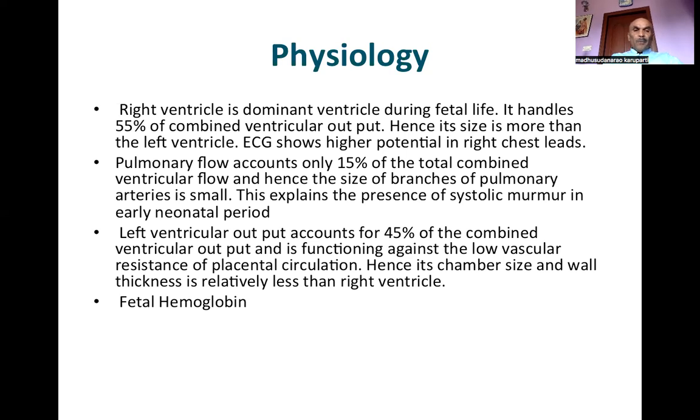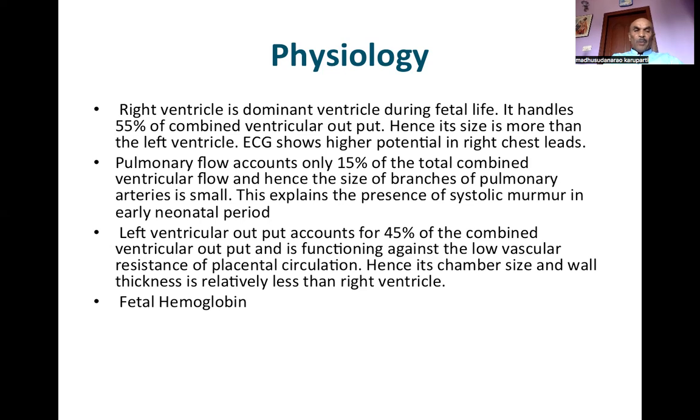Then, from the right ventricular ejection, pulmonary flow is only around 15% of the total ventricular outflow, and hence the size of the branches of the pulmonary arteries is small. Left ventricular output accounts for 45% of the combined ventricular output, and its function is against the low vascular resistance of the placental circulation. So its chamber size and wall thickness are relatively less than the right ventricular wall thickness.